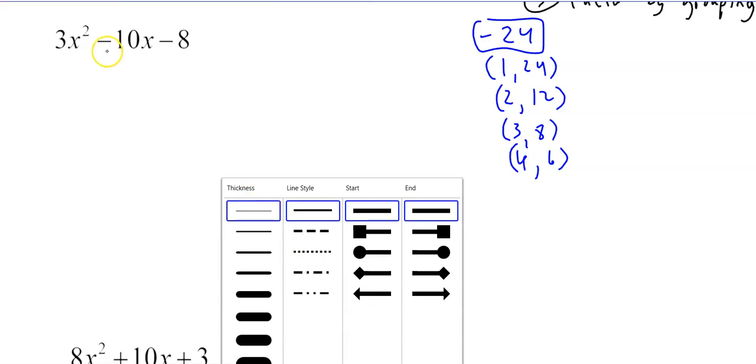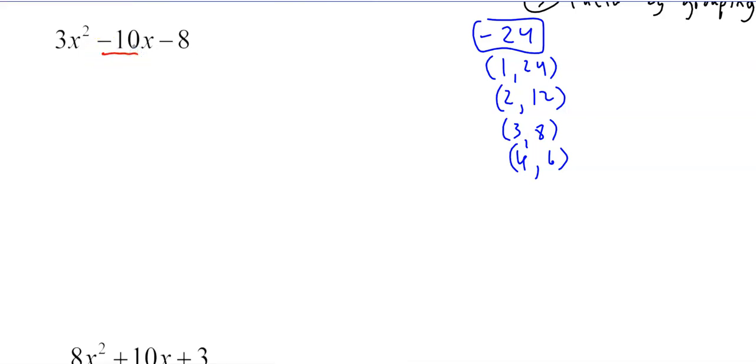So now I need to add up to make negative 10. So these won't work. Now this is negative. That's important. So one of these has to be positive and one has to be negative. These don't work because they would both have to be negative. But in this case, if the 12 is negative, because I need a negative 10, and the 2 is positive, I think those factors will work.